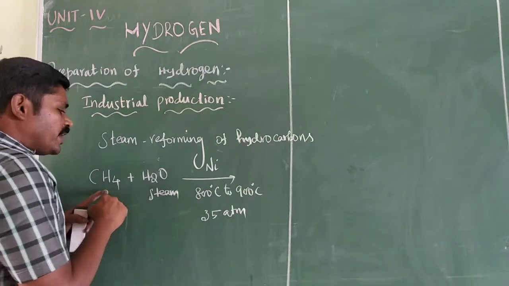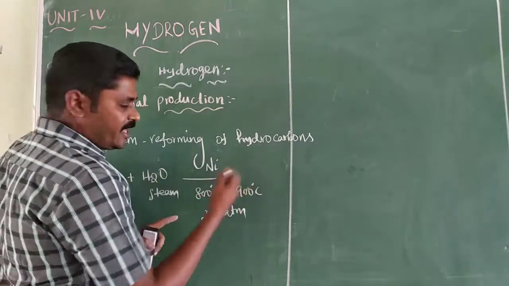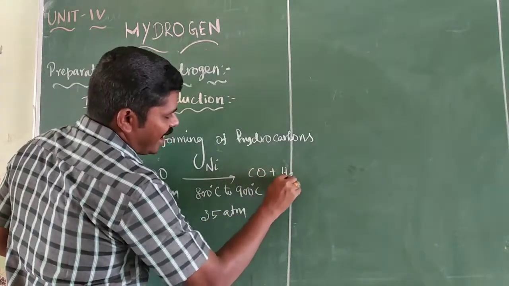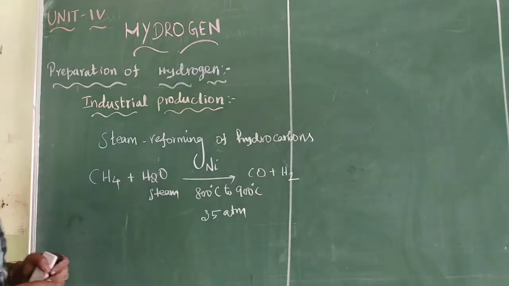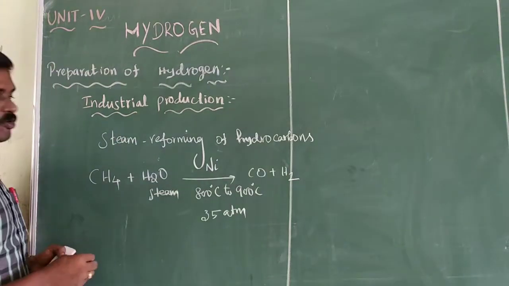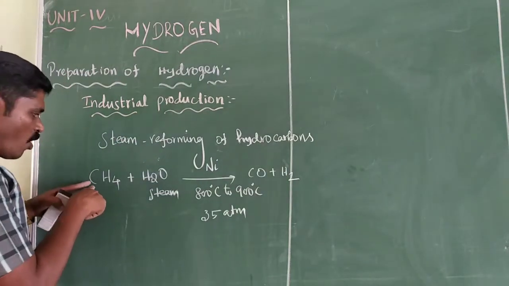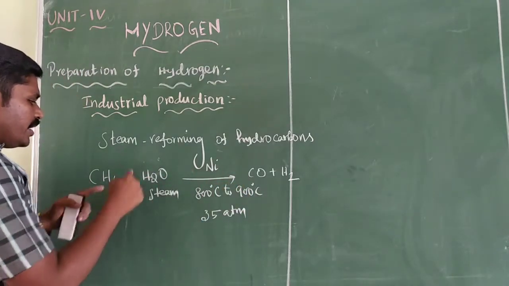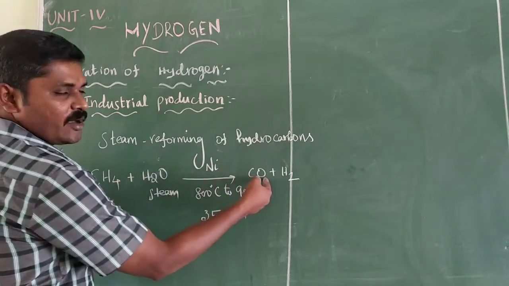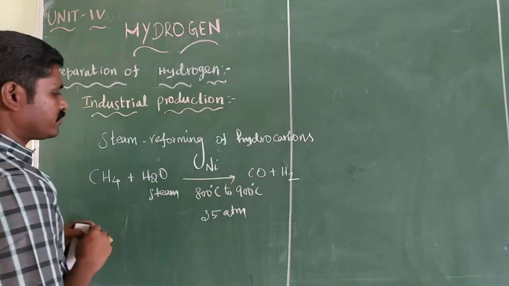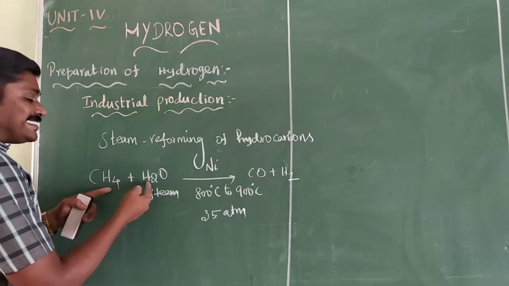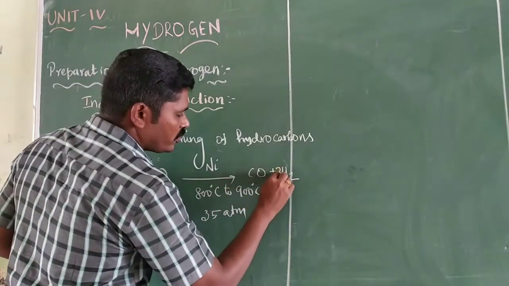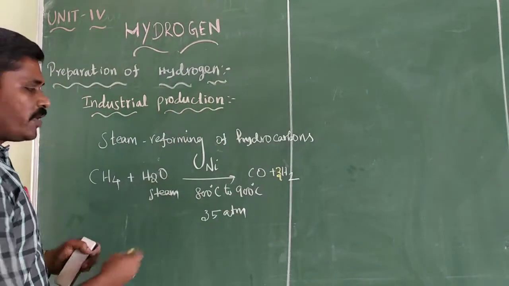The mixture of methane and steam is converted into carbon monoxide and hydrogen. Right? So on the reactant side, one carbon; on the product side, one carbon. On the reactant side, one oxygen, and on the product side, one oxygen. But on the reactant side, 6 hydrogen, on the product side, 2 hydrogen. So 3. Are you right?